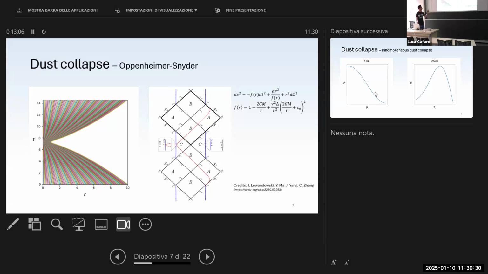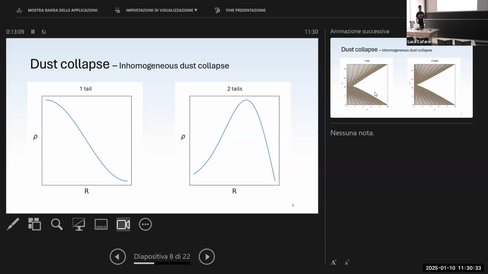Okay, this was the easiest case, really the easiest. What happens if we generalize this a little? So we don't have a star with homogeneous dust inside, but we get two profiles. Broadly speaking, there is a difference if we consider the so-called one-tail profile or two-tail profile. In other words, if we consider just one peak of this function, it can either be on the far left or in the middle.